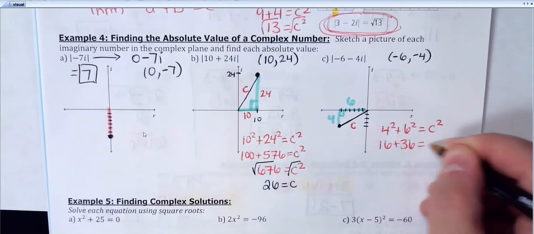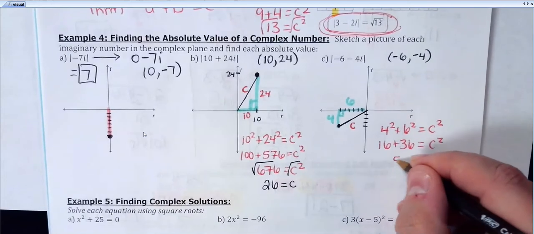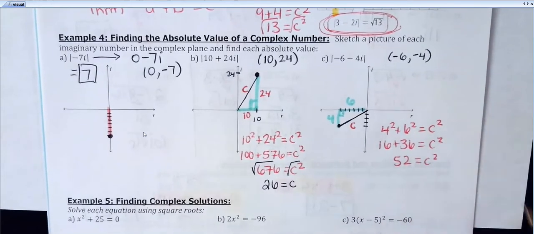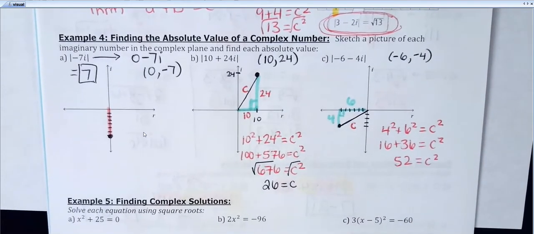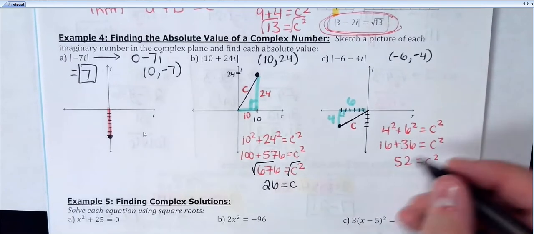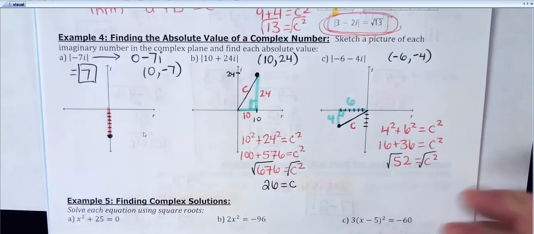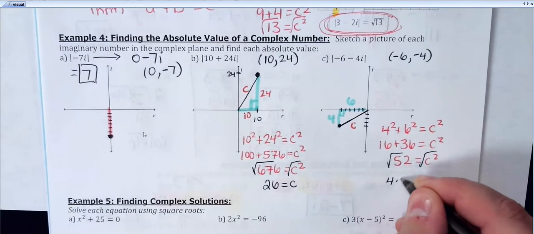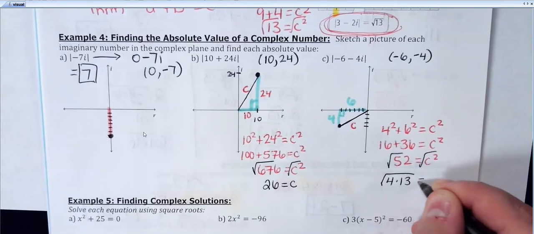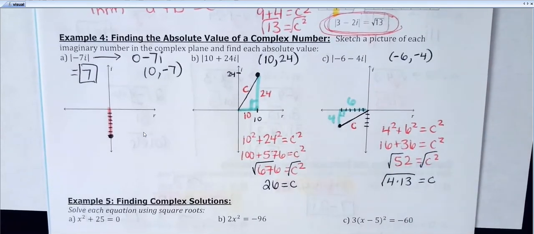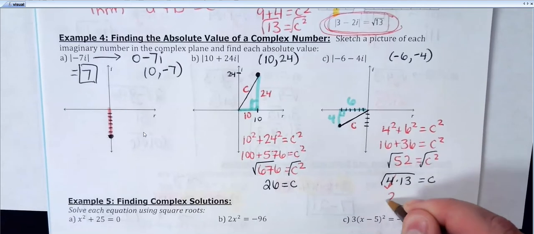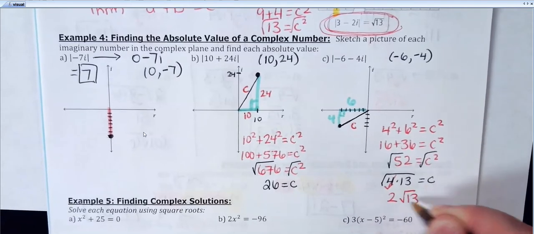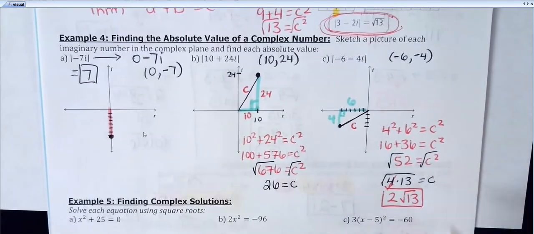And of course, you guys can use your calculator. This is 52, and not a perfect square. So I'm going to break this down a little bit. Anybody know the biggest perfect square that goes into 52? It's only 4, right? So this is 4 times 13. And so I could pull a 2 out, but that's as simplified as I get. So this would be 2 radical 13. That would be your absolute value there.